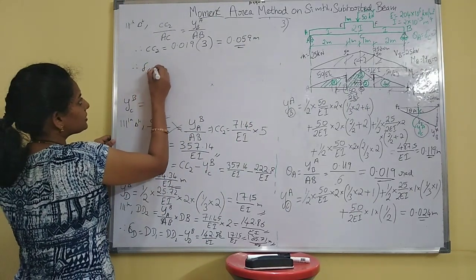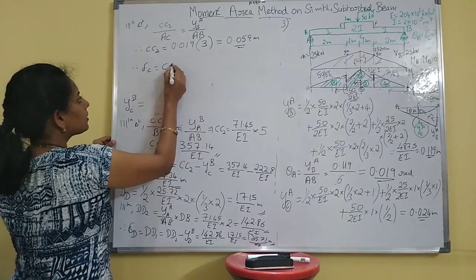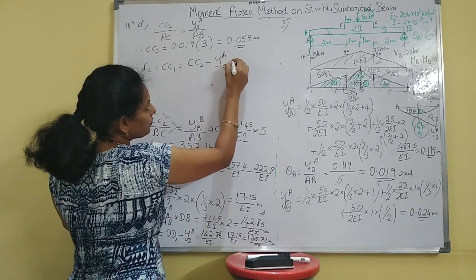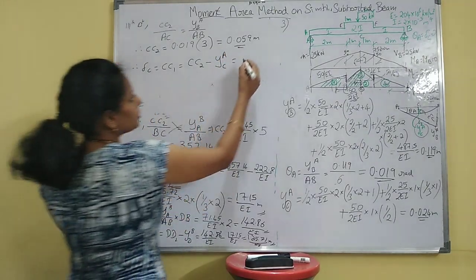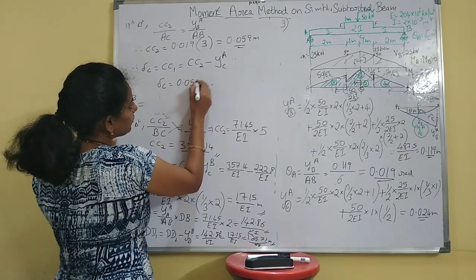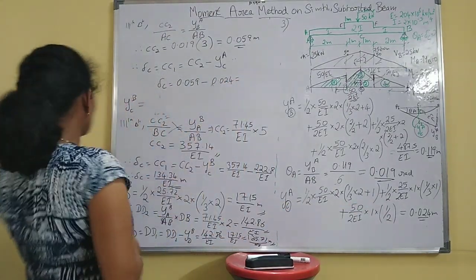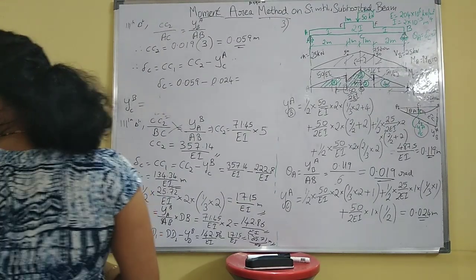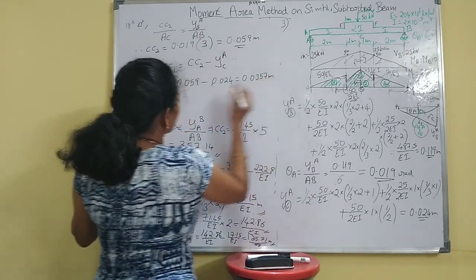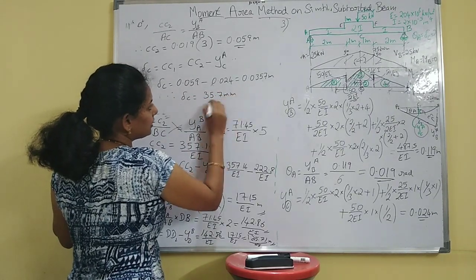Finally, delta C, this is your delta C, that is CC1, is CC2 minus YCA. So it is 0.059 minus 0.024, which is equal to 0.0357 meter. Therefore delta C equals 35.7 mm.